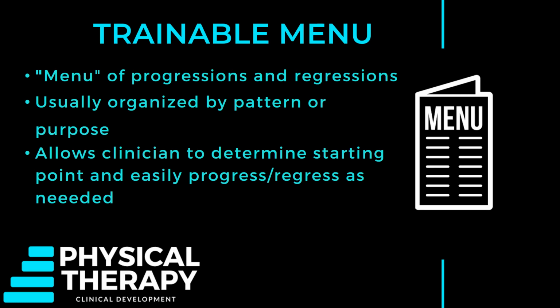Okay. Now, the trainable menu is usually organized by a pattern or a purpose. So you might organize by pattern and say that you're going to do pushing horizontally, pulling horizontally, pushing vertically, or pulling vertically, or by purpose, which might be mobility or scapular motor control, or sensory input, or energy storage and release, or any number of things. Okay. So again, organized by pattern or purpose. And the big thing with the trainable menu is it allows us to determine a starting point and then easily progress and regress as needed when it comes to exercise selection.